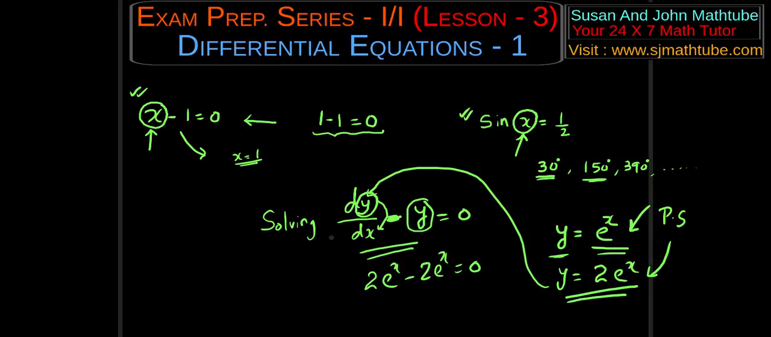So remember, the general solution is y is equal to some arbitrary constant into e power x. Whenever we find the general solution of a first order differential equation, this is called a first order differential equation because we have only dy by dx. Okay, there will be an arbitrary constant.